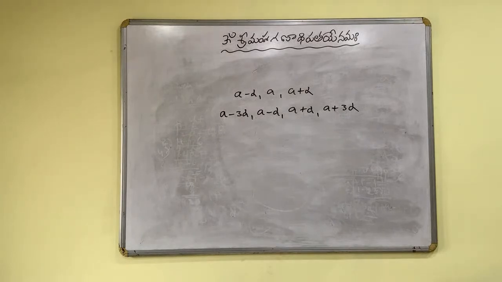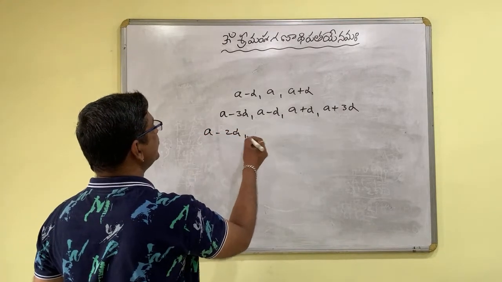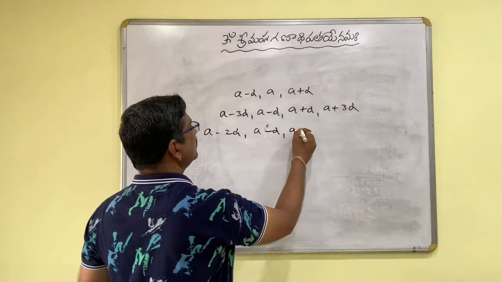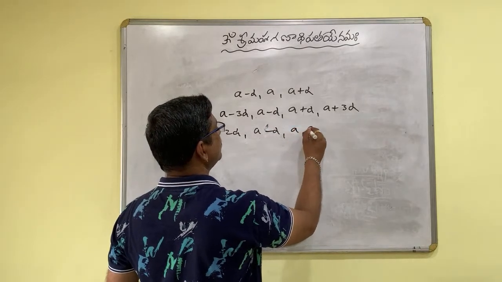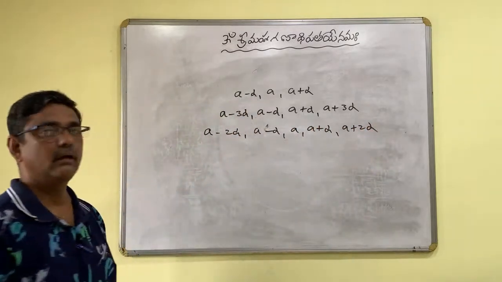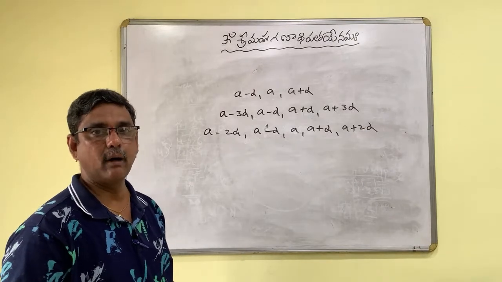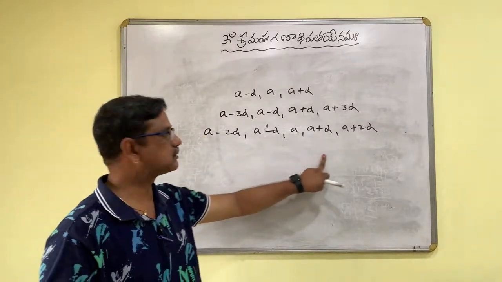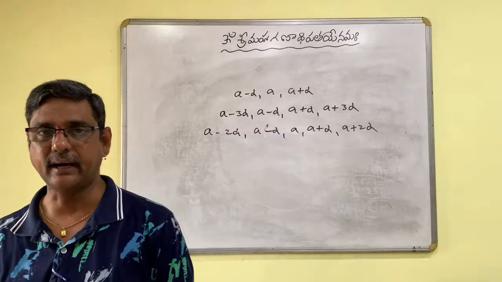Next, if the problem is talking about 5 numbers, you have to take them like this: a minus 2d, a minus d, a, a plus d, a plus 2d. If the problem is talking about 5 numbers which are in AP, you have to take 5 numbers like this. Kindly note down this pattern.